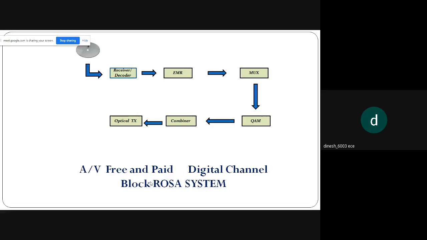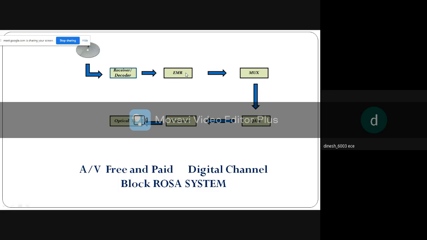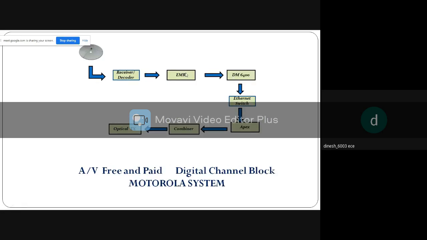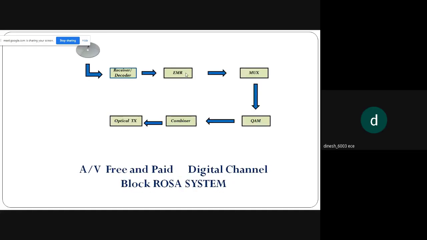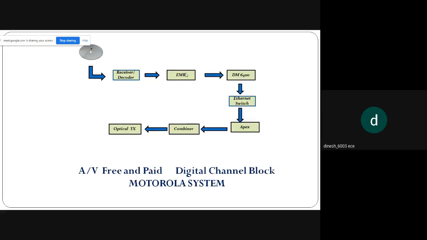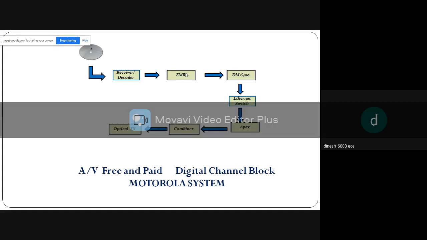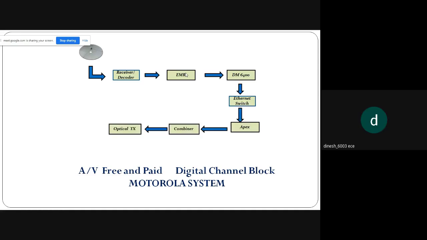This is a block diagram of the ROSA system where audio video with free-to-air digital channeling is used with an EMR. For a Motorola system, it is not the same; not all the diagrams are the same. You have an Apex element in the Motorola system. The same antenna feeder is given to a receiver or decoder, then we have the EMR, then the DM6400, Ethernet switch, Apex combiner, then the optical transmitter. Different companies use different systems.